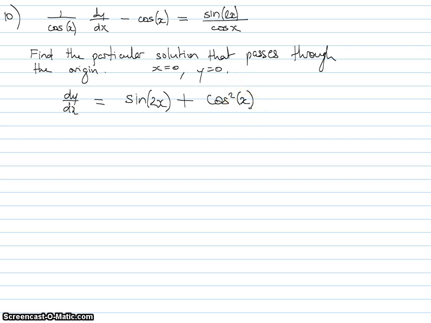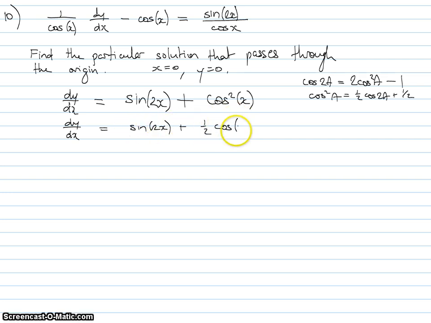Next, we can't integrate cosine squared x directly. Instead, we've got to change its form using the double angle rule. What is the double angle rule? Well, we know that cosine of 2 times some angle A is equal to 2 cosine squared of A minus 1. So, rearranging, we find that cosine squared of A is actually equal to a half cosine 2A plus a half. So that's what we're going to do. dy by dx is equal to sine of 2x plus a half cosine 2x plus a half.